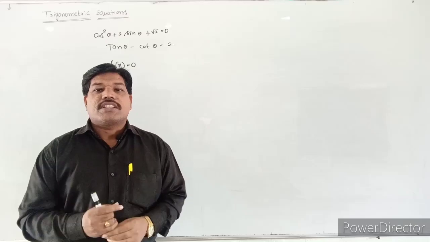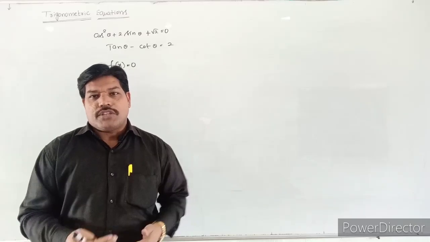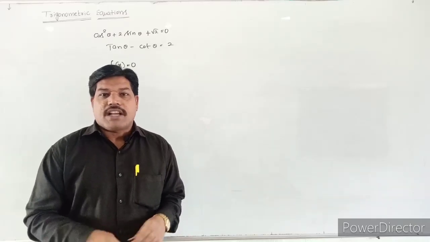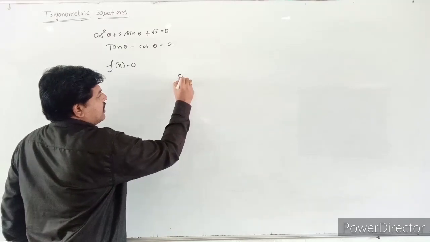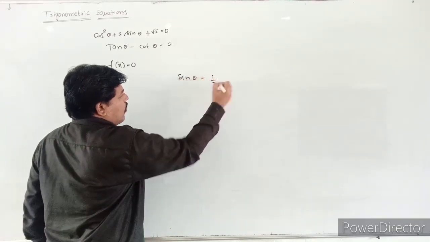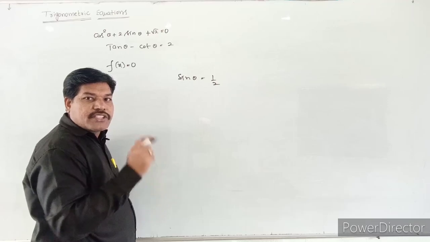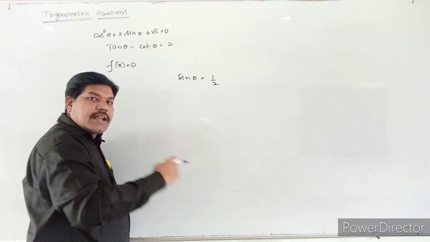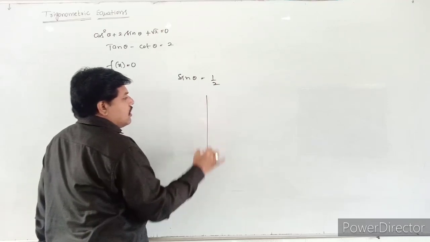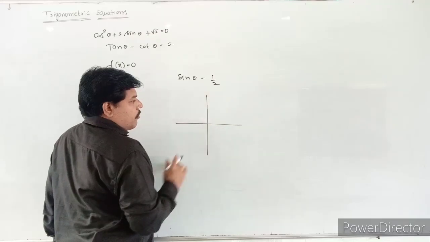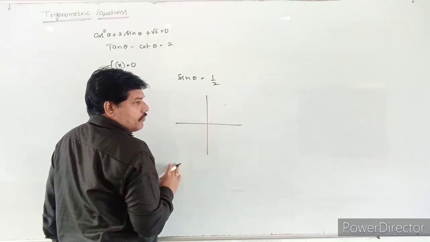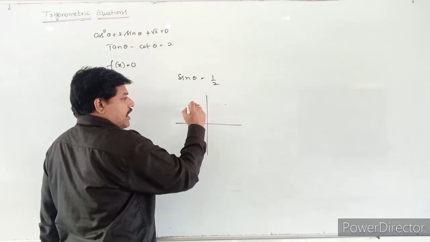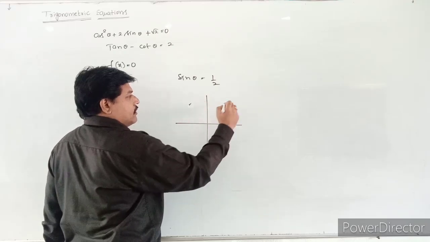Set of solutions is nothing but it will give you the number of solutions. For example, take sin theta is equal to 1 by 2. It is not a unique solution. Why? Because it has a number of solutions. Sin theta is equal to 1 by 2 you will get in the first quadrant, and you will get in the second quadrant.